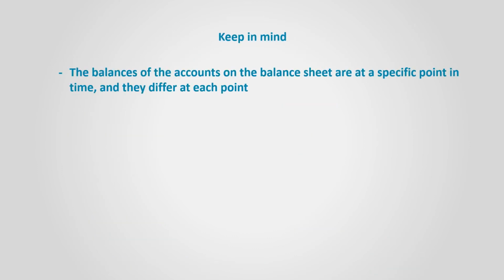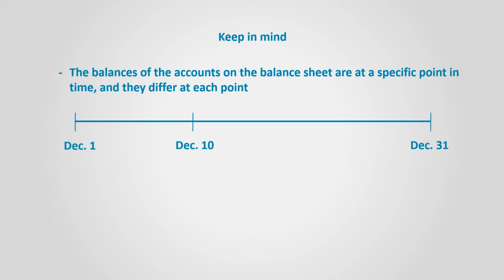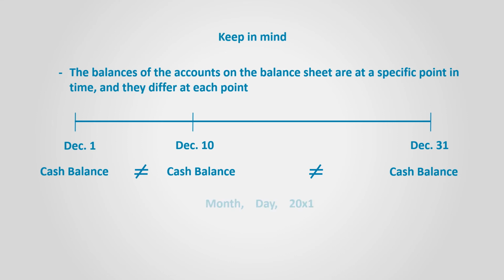Keep in mind that the balances of the accounts on the statement of financial position are balances related to a point in time, so they change each minute, if not each second. Accordingly, the balance sheet must be presented at a point in time and not for a period of time. For example, you would specify December 31st as a date. So these balances are the account balances which are there on that specific date.